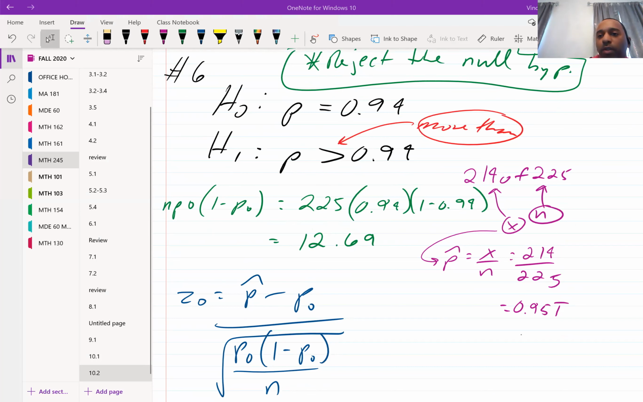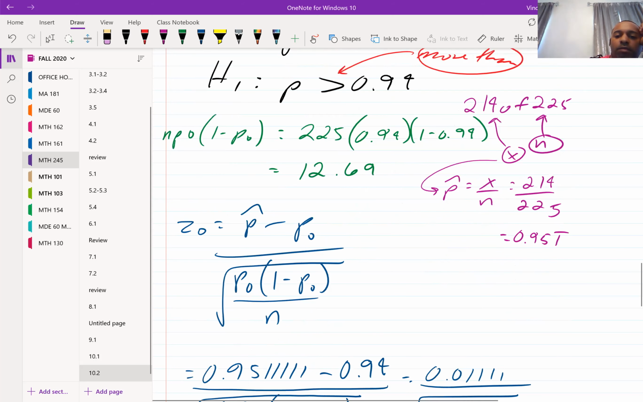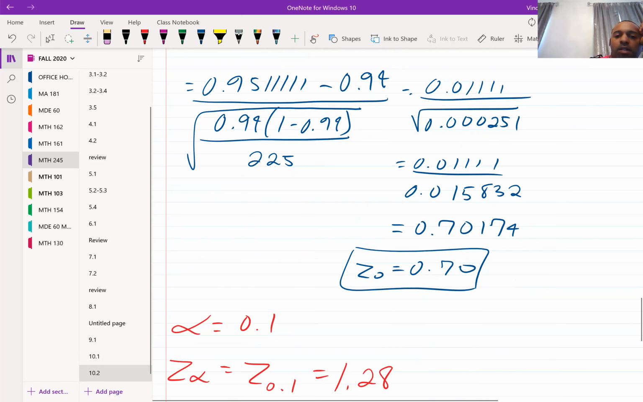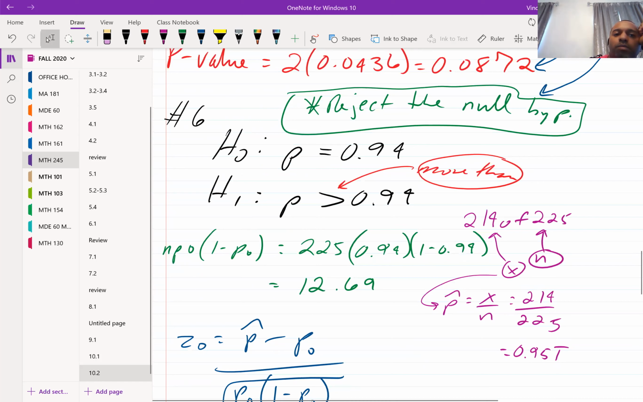It says manufacturer of the drug claims that more than 92%. So mine claimed that more than 94%. So more than means greater than. So that's why we have the greater than symbol, which also means it will be right-tailed. I didn't write it up here, but more than also means right-tailed.